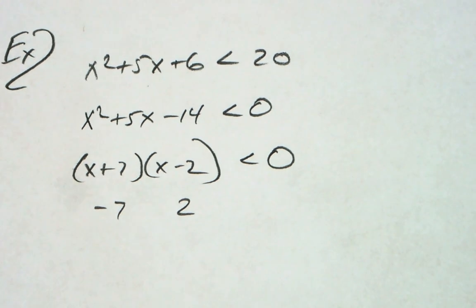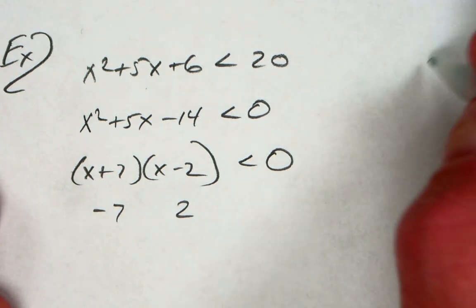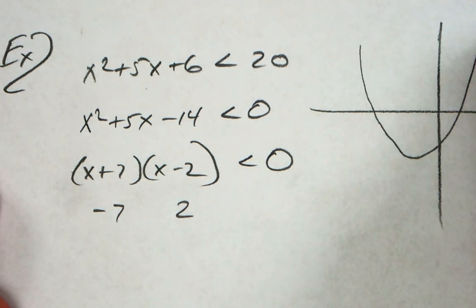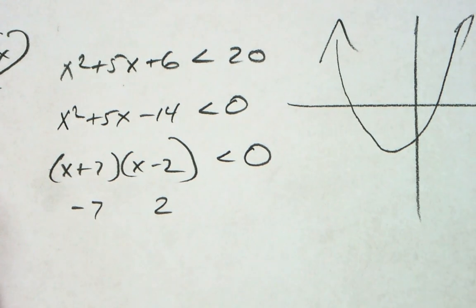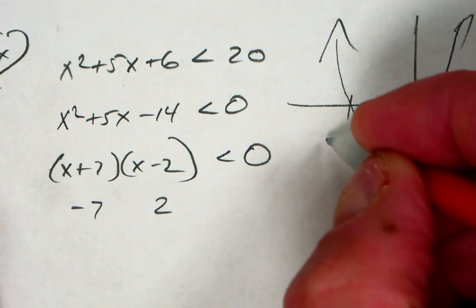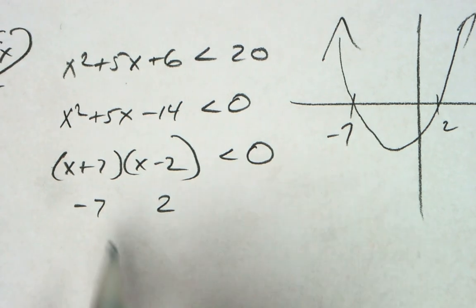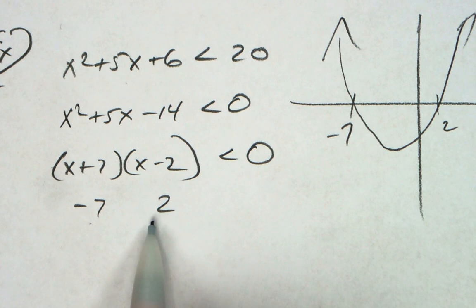We won't always be able to do this, but it's going to look like this. It's going to be a parabola. And this is 2, this is negative 7. Where is it less than 0? Between negative 7 and 2. Okay? In this case, the graph is really easy. How do we know it's going to look like that? I know those are my zeros, and I know it opens up. So it's going to look like that.